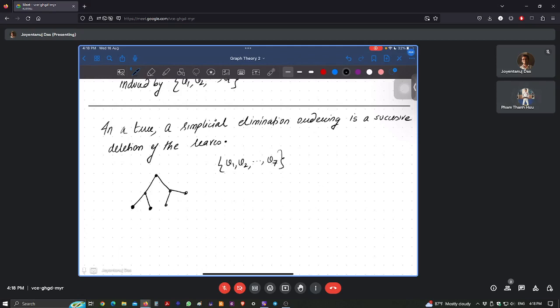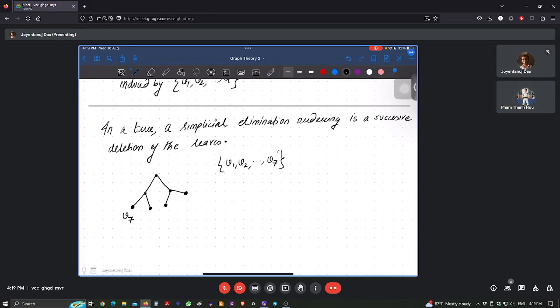So if I name this vertex V7, then what is the neighbor of V7? V7 has only this one neighbor, the single vertex, right? So individually, if there is only one vertex, it is a clique, because it is just K1, right? So we can first name all the pendant vertices, or these leaves.